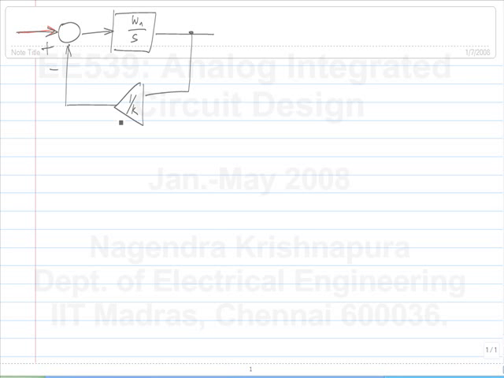And if the input is varying, depending on the frequency, it can be nearly k times the input, or as the frequency is increased, it can be very different from that. Okay.